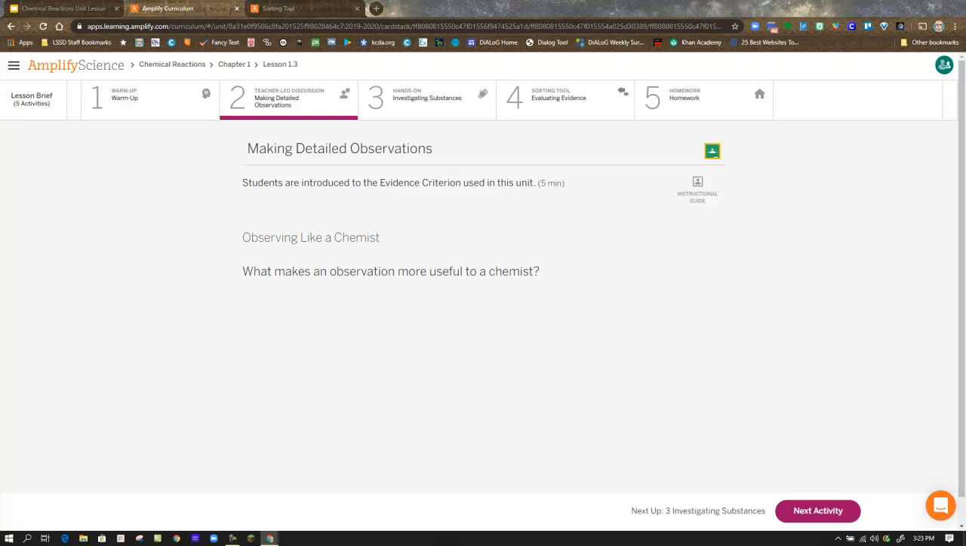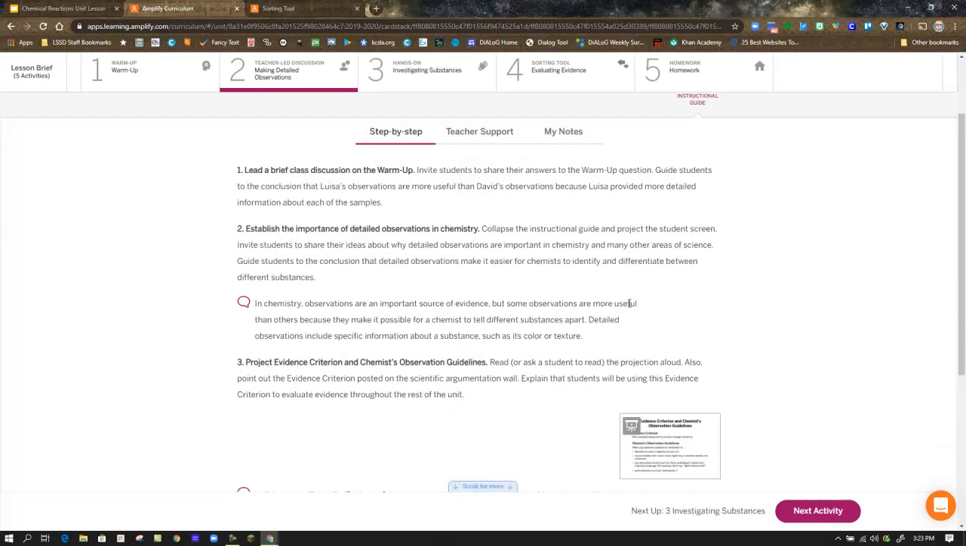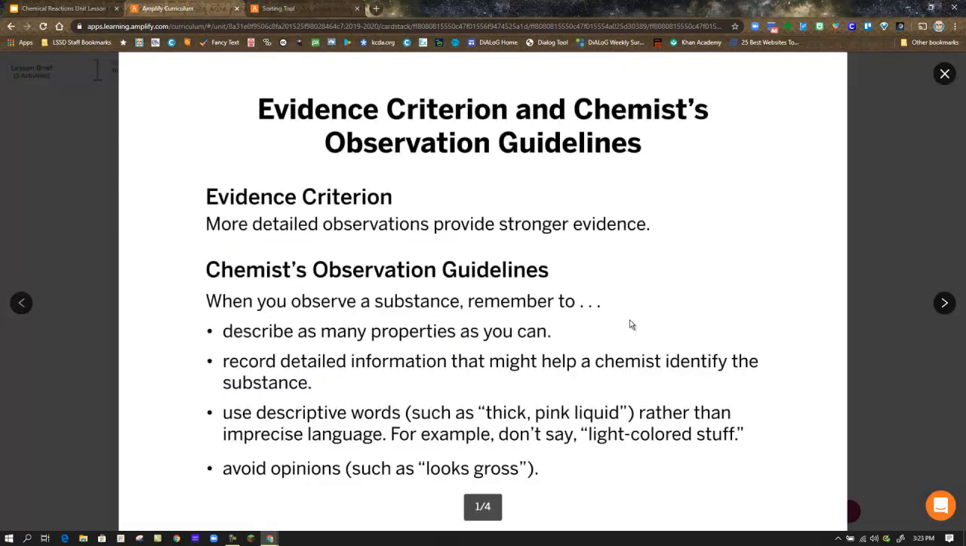So be sure to think back to the guidelines that we're going to look at here in a moment as you work through this lesson. And again, you can access the projections in the lesson brief. And so here are the evidence criteria and the chemist's observation guidelines.